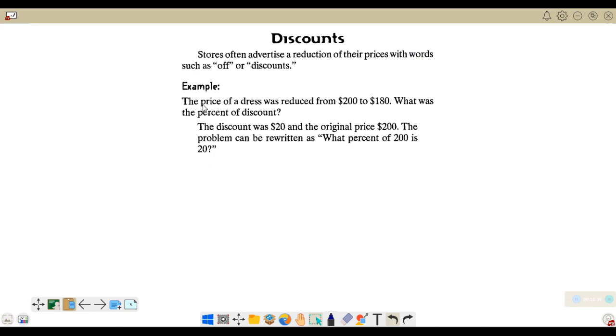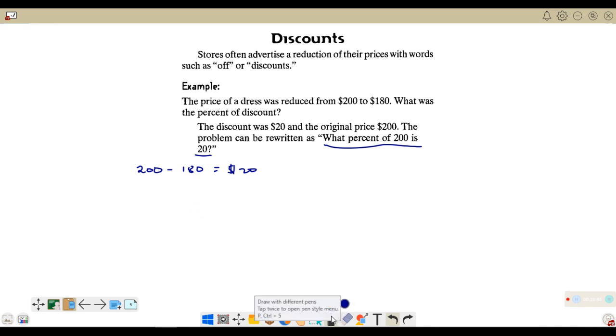So, for example, the price of a dress was reduced from $200 to $180. What was the percent of discount? So, dito, the discount was 20 pesos. So, how did we get that? So, may before and after tayo. Before, it is 200. Next, naging 180 na lang siya. So, we know that we are looking for the percentage 20. So, the discount was $20 and the original price was 200. Now, pwede na nating isulat yung problem natin as what percent of 200 is 20.